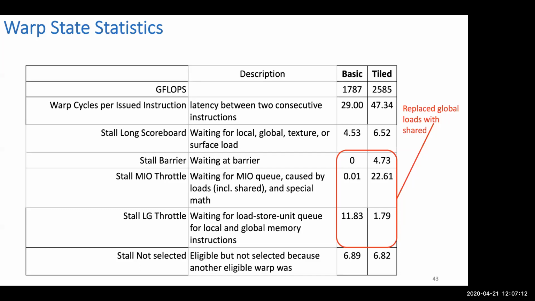The reasons for this aren't entirely clear to me. But one big difference is that we replace all of the global memory load store stalls in the basic matrix multiplication with so-called MIO stalls, which is the queue that the shared memory instructions go in. We can see that in the tiled matrix multiplication, those warps spend about twice as long waiting for shared memory on average than the basic matrix multiplication spends waiting for global memory.